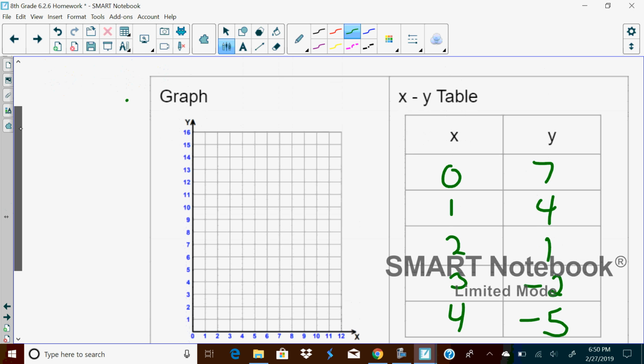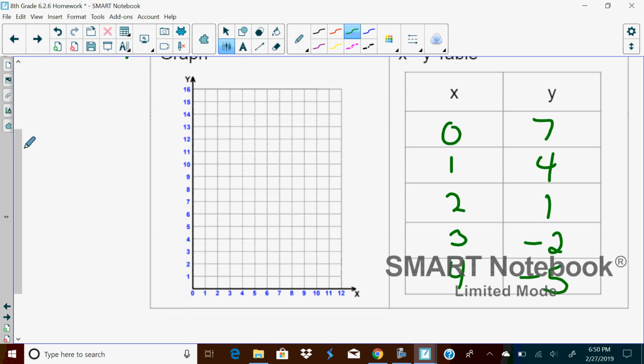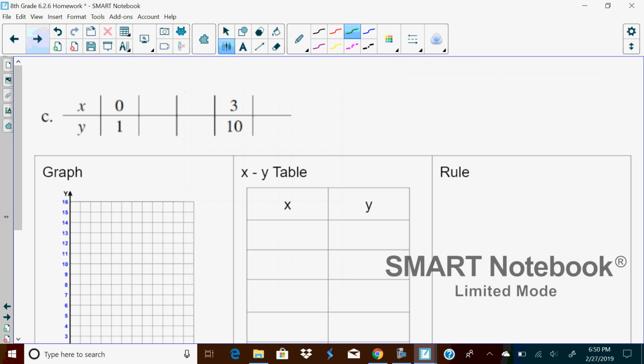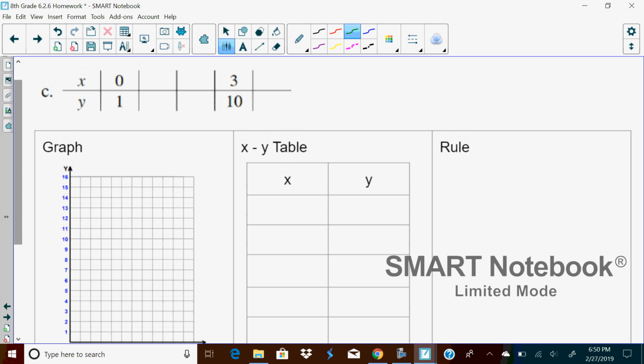So then to graph it, I just graphed the first few. So 0, 7, 1, 4, 2, 1, and then showed that it was going down. Problem C, I have 0, 1, and 3, 10. So I can see that I'm adding 1 at the end. So I do 10 minus 1, which is 9. So I know my rule is y equals 3x plus 1.